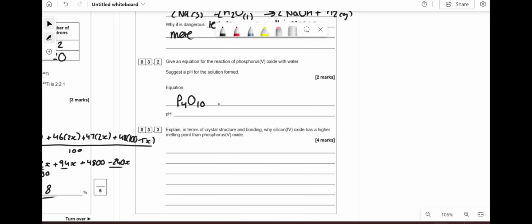P4O10 plus water. We need to think about what happens. A period 3 oxide of this forms phosphoric acid, which is H3PO4. So now we need to balance this. So we've got H3PO4 here. Well, we've got 4 phosphoruses, so I'm going to put 4 there. That gives you 12 H atoms. So that means there's going to be 6 here. Now it says give a pH. I'm going to say 1. It's H3PO4, that's a strong acid.